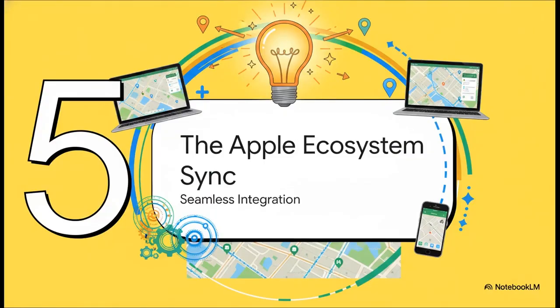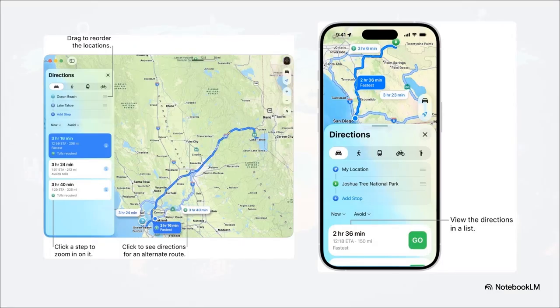Section 5, the Apple Ecosystem Sync. This is where the magic really happens. The true aha moment here is the contrast in how you use your different devices. You can comfortably plan a complex road trip, taking full advantage of your big Mac screen and physical keyboard. Then, with just a single click, you instantly beam those exact, refined directions right over to your iPhone for the actual drive. It's the perfect division of labor, really. You plan big on the Mac and navigate small on the phone.